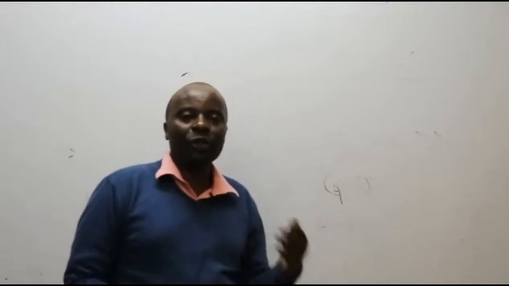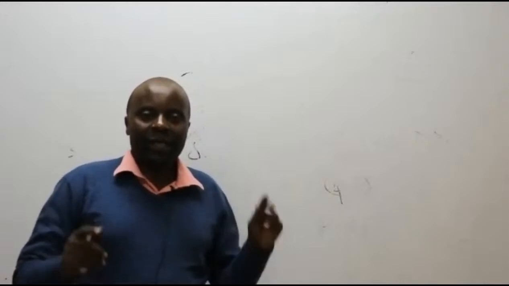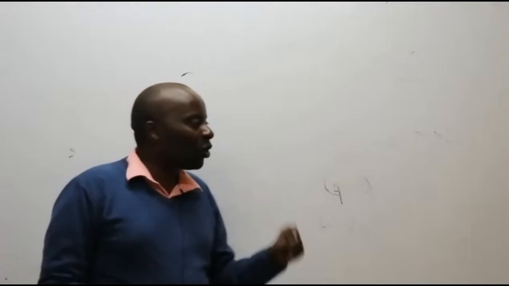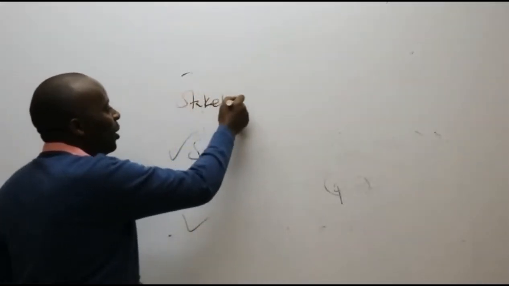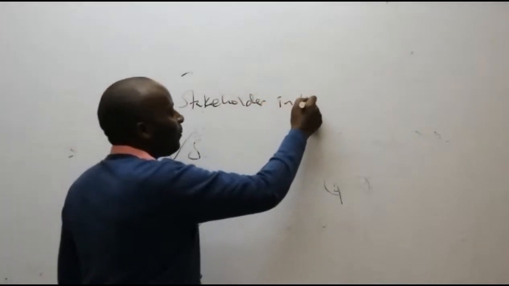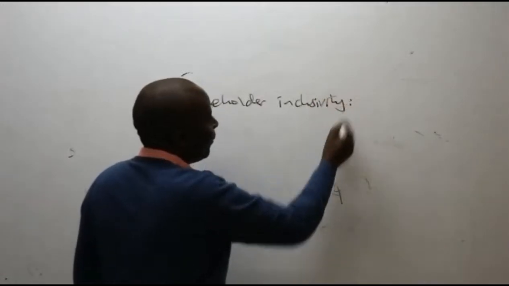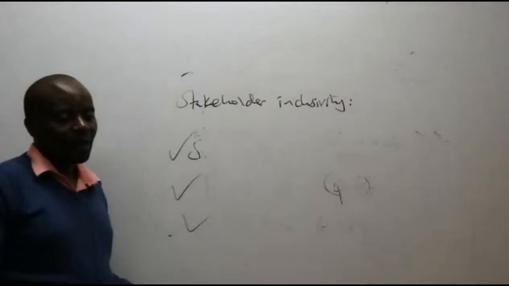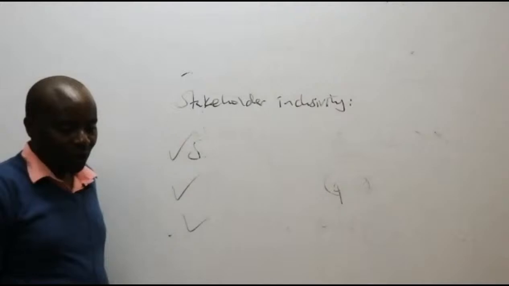For any organization to really function, there are so many stakeholders who have to be there. So in integrated reporting, we must have what we call stakeholder inclusivity. This is a separate point. Stakeholder inclusivity. Right? So that is a key consideration.